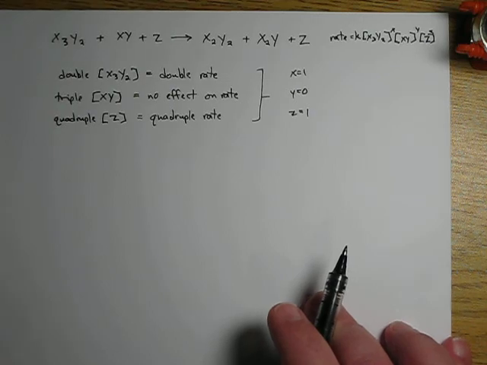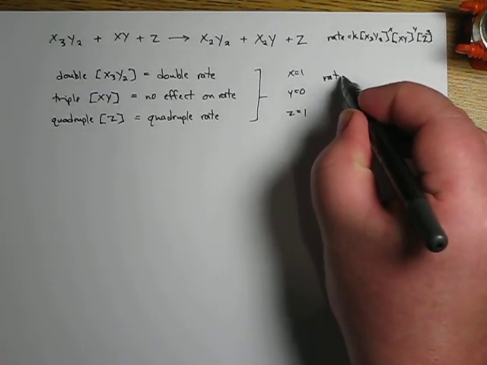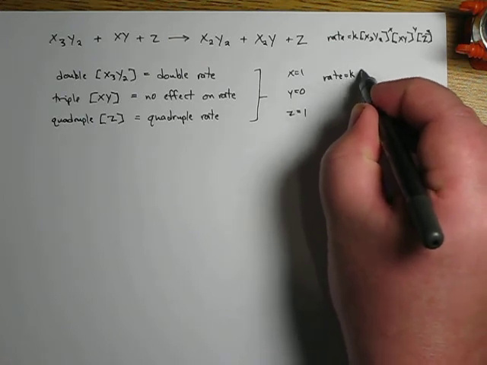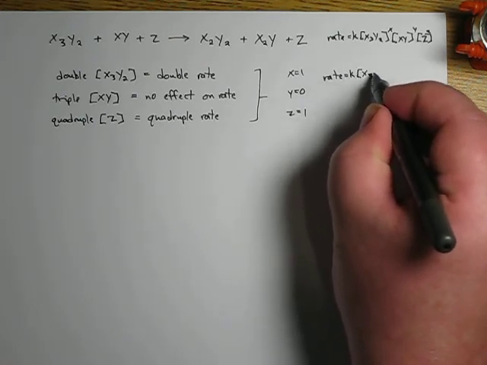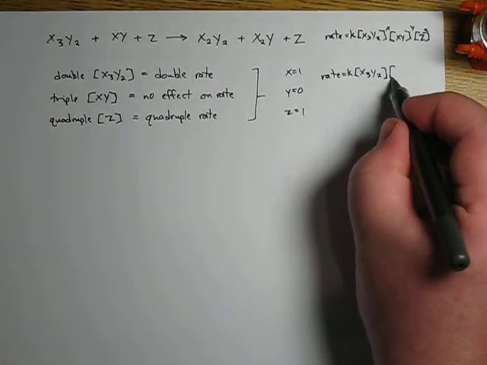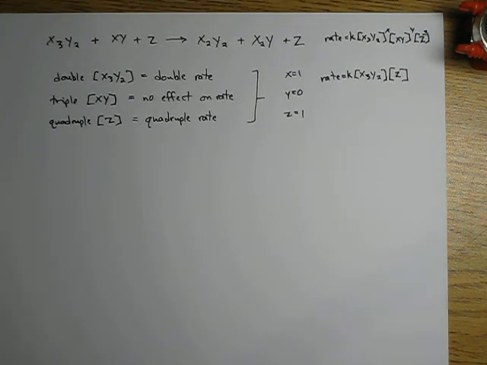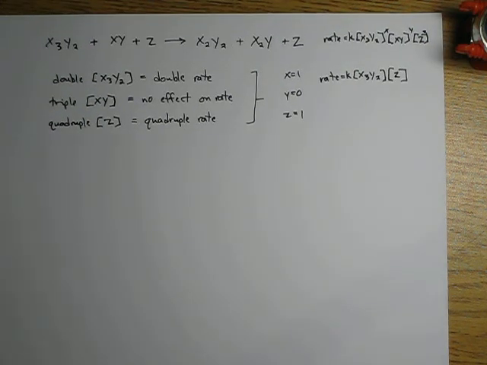This now gives us the rate law for the overall reaction. Rate equals K times the concentration of X3Y2 times the concentration of Z. There is our rate law for our overall reaction due to what our data gives us. All right, now we have to propose a mechanism.